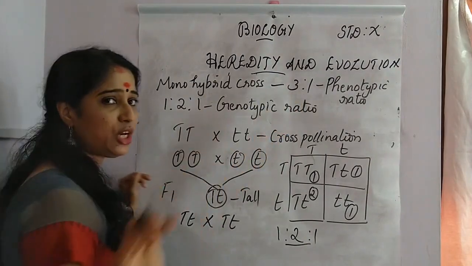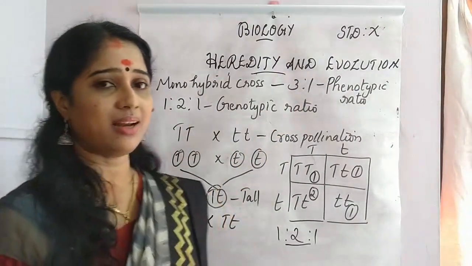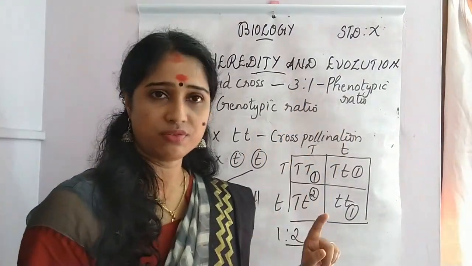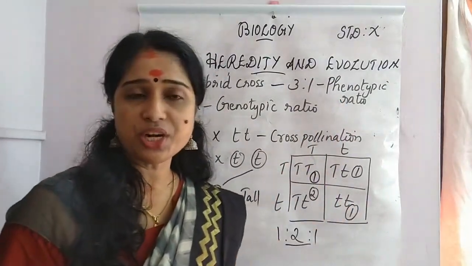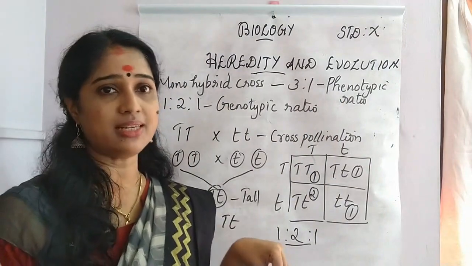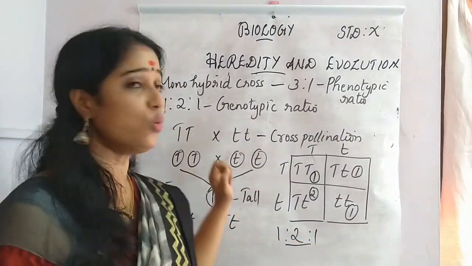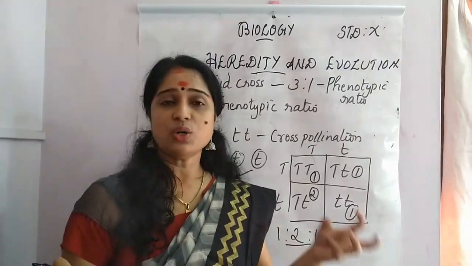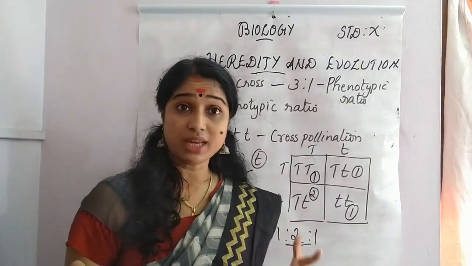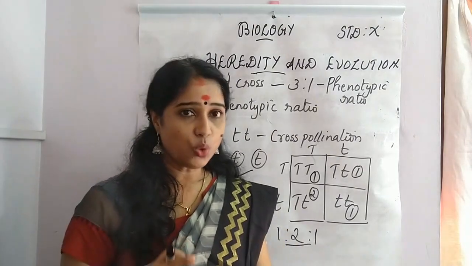3:1 is the phenotypic ratio. Why? Because of the expressive character: 3 tall and 1 dwarf. Clear? That's the phenotypic ratio, 3:1, and the genotypic ratio, the ratio of the genes or genetic makeup, is 1:2:1. This question can be frequently asked in the examination. Like the phenotypic ratio, you may be asked for the genotypic ratio, or asked to work out the cross.